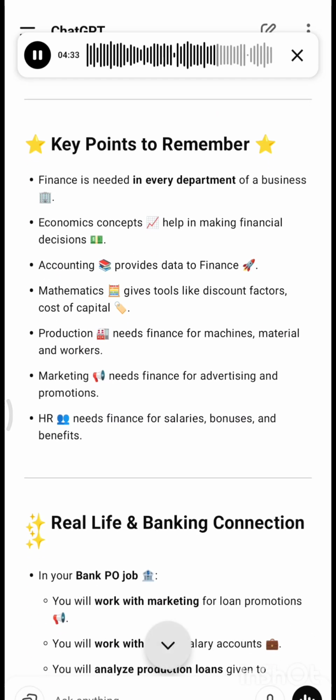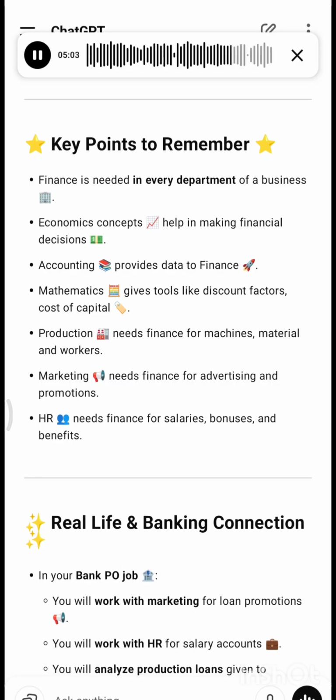Key points to remember. Finance is needed in every department of a business. Economics concepts help in making financial decisions. Accounting provides data to finance. Mathematics gives tools like discount factors, cost of capital. Production needs finance for machines, material, and workers. Marketing needs finance for advertising and promotions. HR needs finance for salaries, bonuses, and benefits.